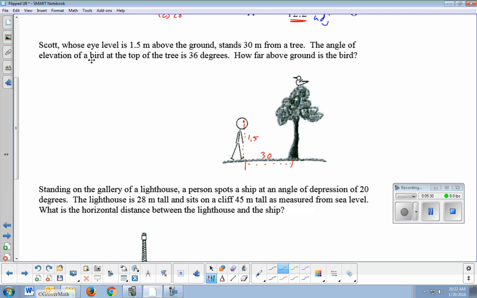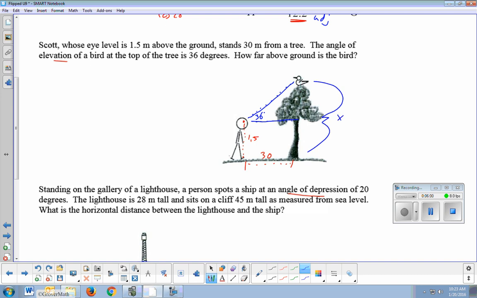The angle of elevation of a bird. So angle of elevation, and this next question is going to talk about angle of depression. Angle of elevation is basically, when Scott looks straight out, he would look horizontal to the ground here. But when he looks up, his angle of elevation from a horizontal line, that's what we mean, angle of elevation here, is 36 degrees.